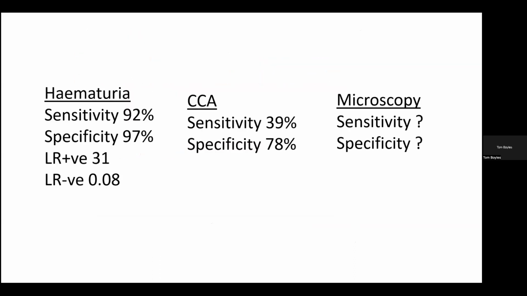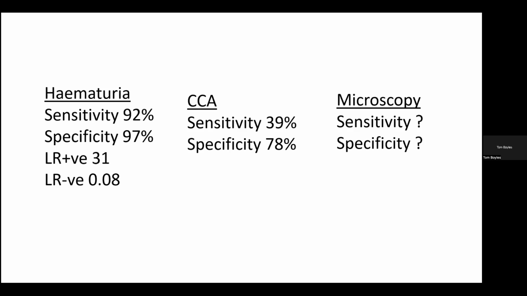So how do they perform? Well, as with all meta-analyses of diagnostic accuracy studies, they typically have quite wide confidence intervals, but hematuria seems to perform pretty well. In terms of sensitivity and specificity, it's 92% and 97% roughly, which equates to a positive likelihood ratio of 31 and a negative likelihood ratio of 0.08, which we'll have a look at what that means for an individual patient in the next few slides.